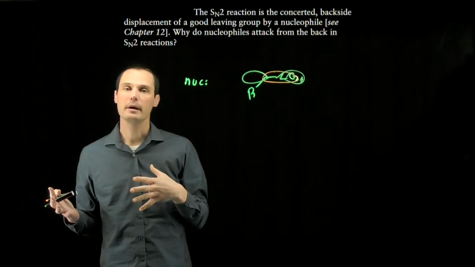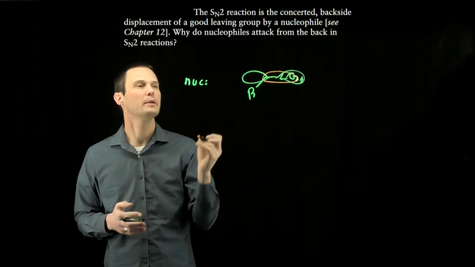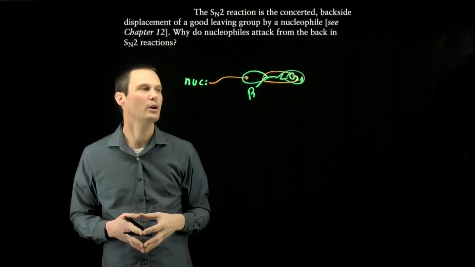The only way to form a bond in organic chemistry is to put electrons into an empty orbital. The empty orbital in this example is the sigma antibonding orbital, so these electrons from the nucleophile need to go into this empty sigma star orbital.